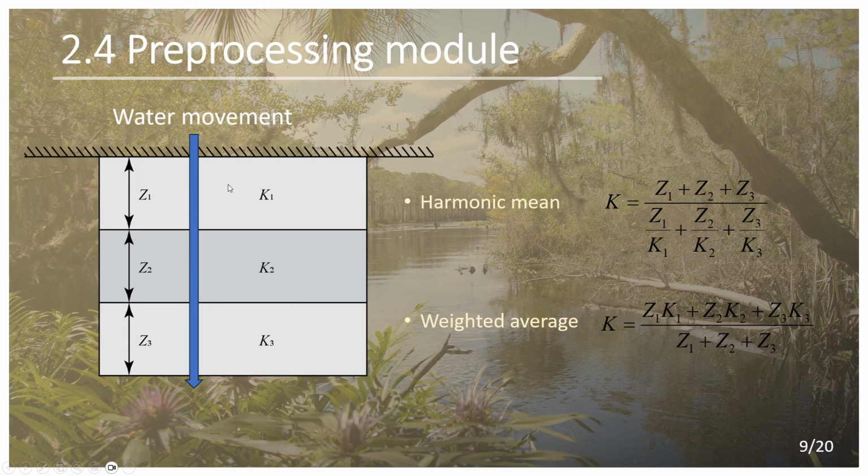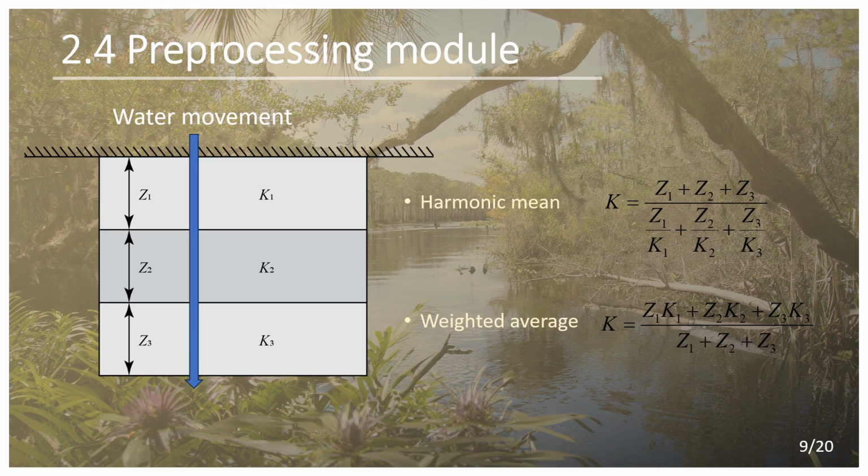If we have 3 soil layers and the water passes through all 3 layers in turn, hydrogeologists will suggest you to use the harmonic mean to represent the average hydraulic conductivity of the 3 soil layers. This is based on the equation of soil water movement. The harmonic mean is usually smaller than the weighted average and is strongly influenced by the minimum value. This means the layer which is most difficult for water to pass plays the biggest role.